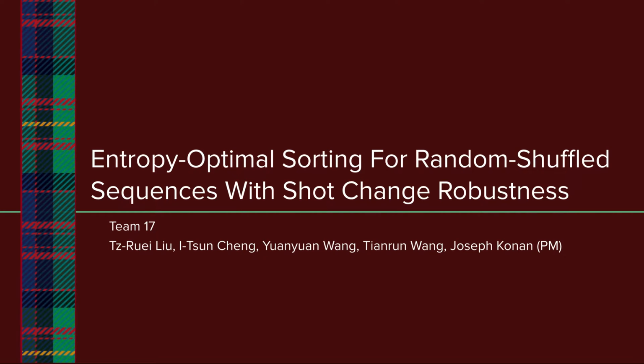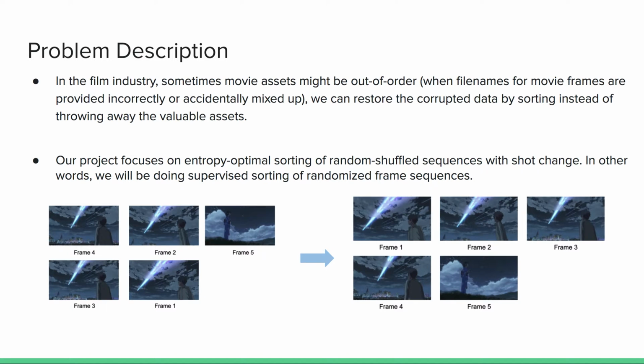Hi, we are Team 17, and our project is about entropy-optimal sorting for random shuffle sequences with short-change robustness. In the film industry, sometimes there might be situations where movie assets are out of order, such as when file names for movie frames are accidentally mixed up. We can actually restore the corrupted data by sorting, which is a primary motivation for our problem.